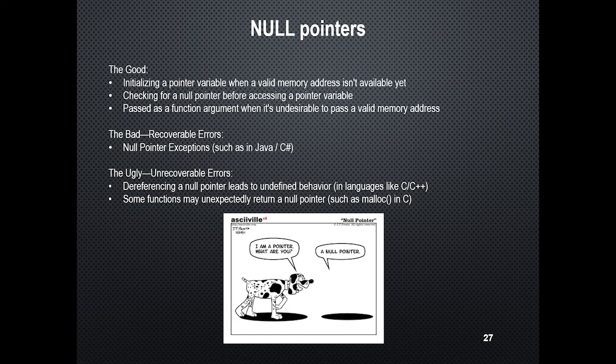Also, something to keep in mind is that some functions may unexpectedly return a null pointer, such as malloc in C, which, going back to the good typical use cases of null pointers, you should always check for a null pointer in situations where they might occur.